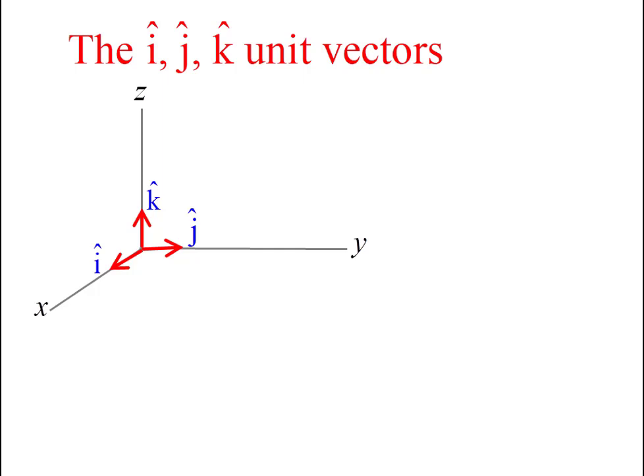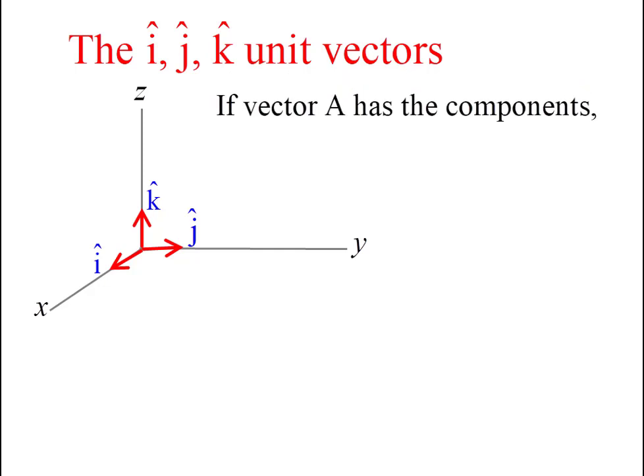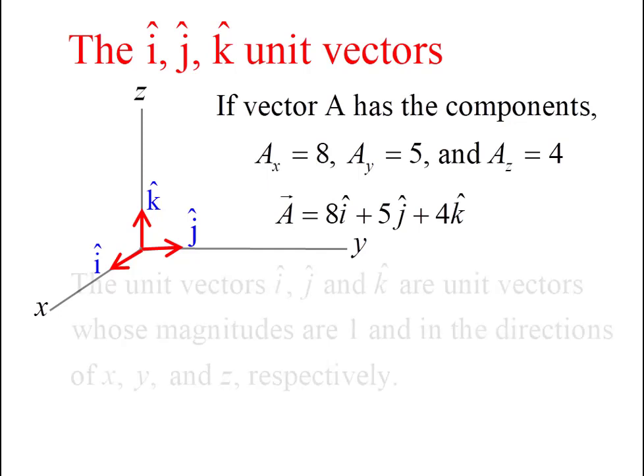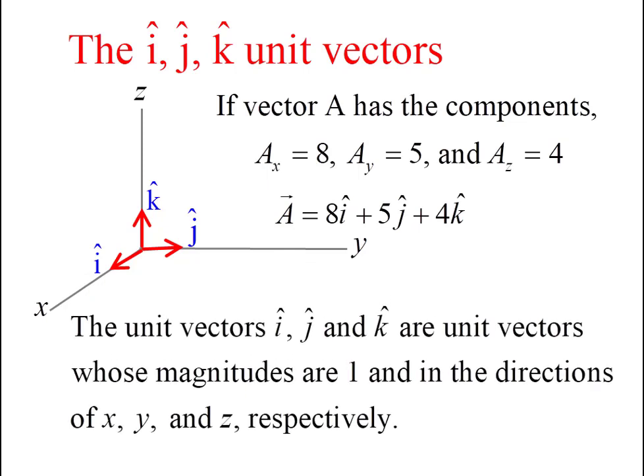And these standard unit vectors are called standard because they are associated to the directions of x, y, and z respectively. And we usually place a hat over them, i hat, k hat, j hat, as you can see. If vector A has the components Ax equal to 8, Ay equal to 5, and Az equal to 4, as an example, then we write our vector A as 8i plus 5j plus 4k. The unit vectors i, j, k are unit vectors whose magnitudes are 1 and the directions of x, y, and z are the directions respectively.